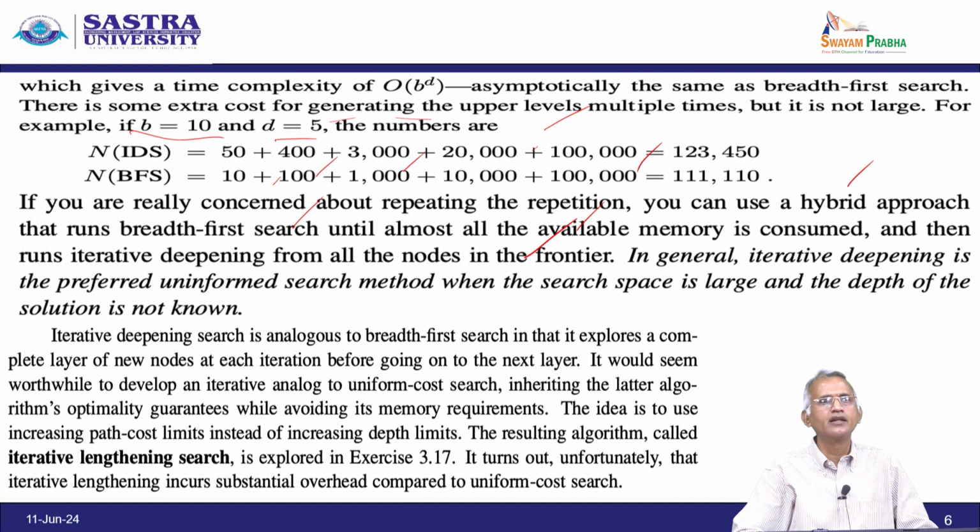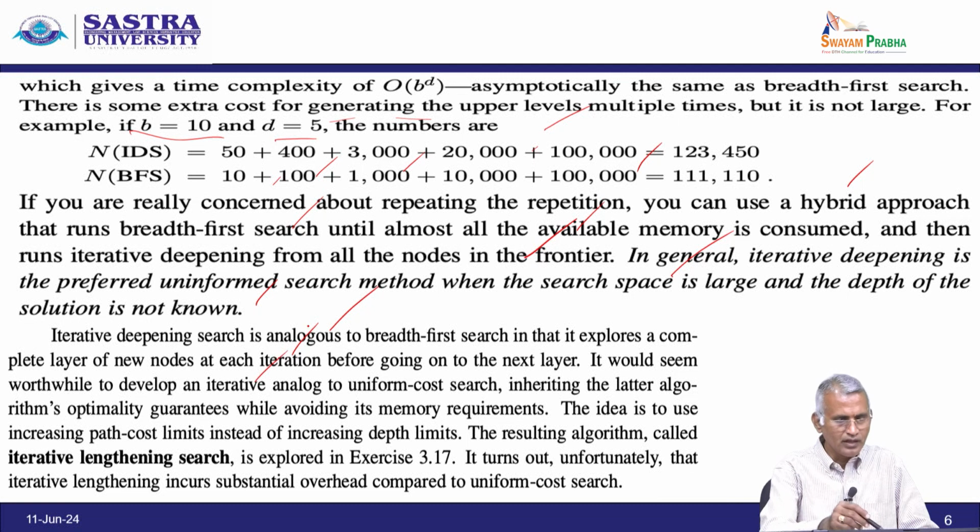In general, iterative deepening is the preferred uninformed search method when the search space is large and the depth of the solution is not known. Iterative deepening search is analogous to breadth first search in that it explores a complete layer of new nodes at each iteration before going on to the next layer. It would seem worthwhile to develop an iterative analog to uniform cost search, inheriting the latter algorithm's optimality guarantee while avoiding its memory requirements.